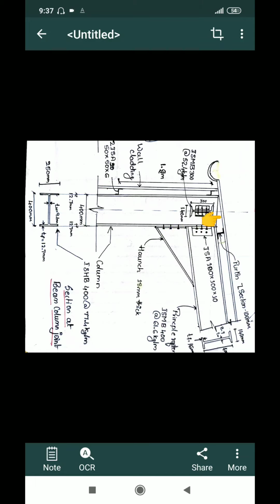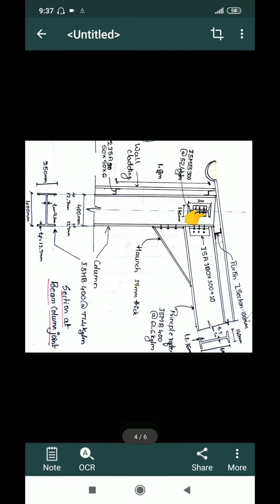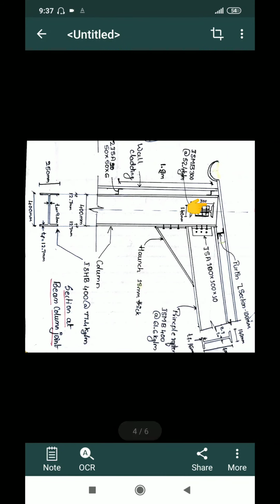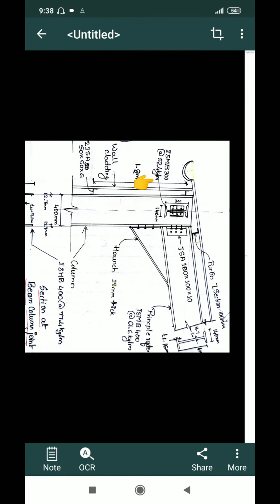Then this front beam, a beam which will connect multiple frames, is another I section of ISMB 300. This will run in the front and back direction. These beams I am connecting with angle plates, again cleat angles. For the angle plate I am using ISA 70 by 70 by 10 mm angles with 6 bolts on each side. So this is the total detail of the beam and column junction.